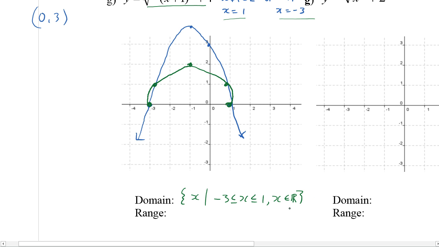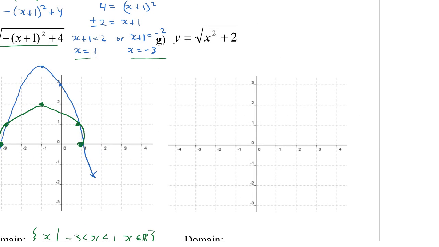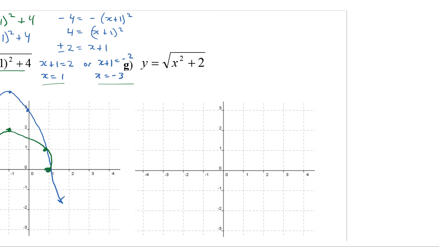And for my range, it's going to be the y values between 0 and 2. So very similarly here, I'll say curly braces y such that 0 is less than or equal to y, which is less than or equal to 2, where y is part of the set of real numbers. Okay, let's try our second example here. We've got x squared plus 1, or x squared plus 2. So we'll consider this one first, and then we'll do the square root of that. So let's look for intercepts. So let's set y to 0.